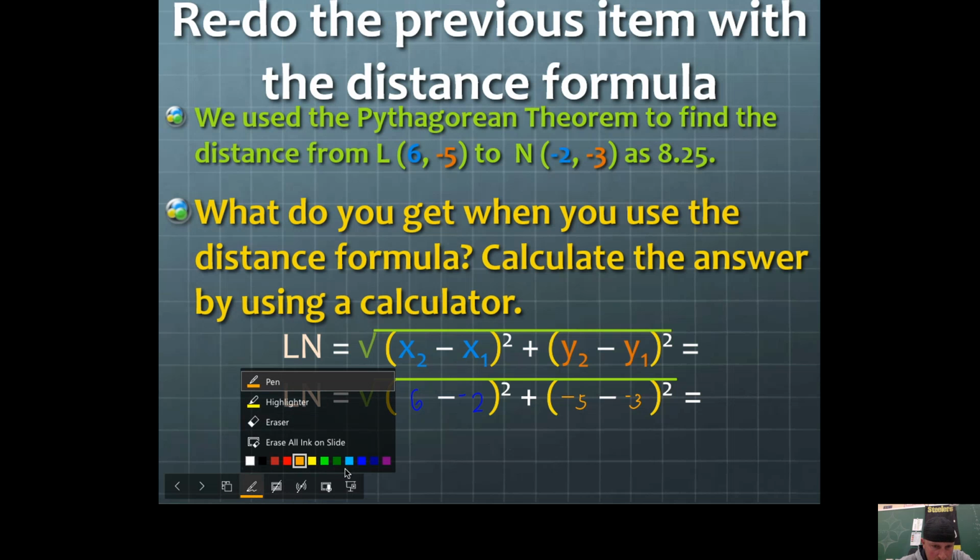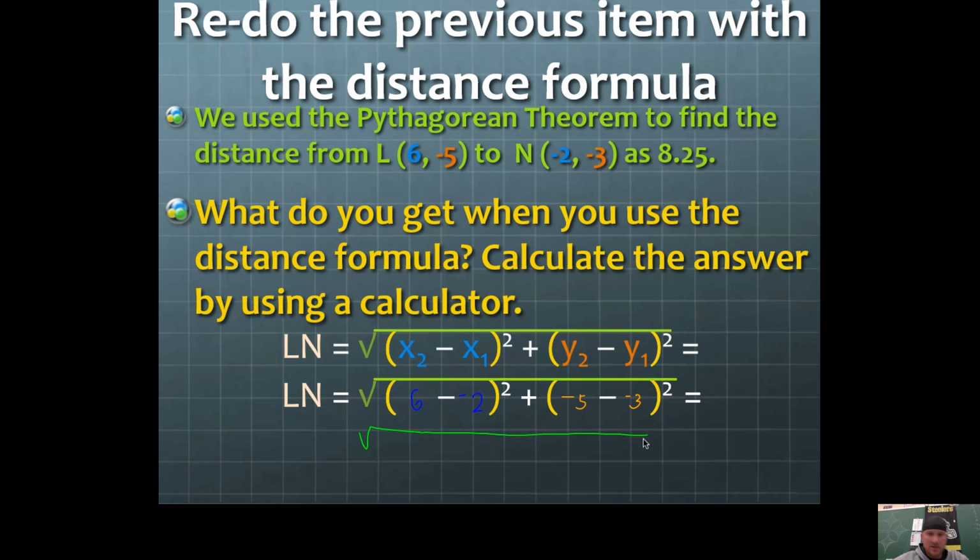So we can simplify this now. You could type all of this into your calculator if you wanted to, but since I don't have my calculator displayed, maybe I'll just show you how to type it in or work it out by hand. 6 minus -2. That's like 6 plus 2. And if you didn't know that, you could type that in your calculator. 6 minus -2. That gives you 8. And we want to square that. Over on this side, we have -5 minus -3. That's like -5 plus 3. That gives you -2. And we want to square that also.